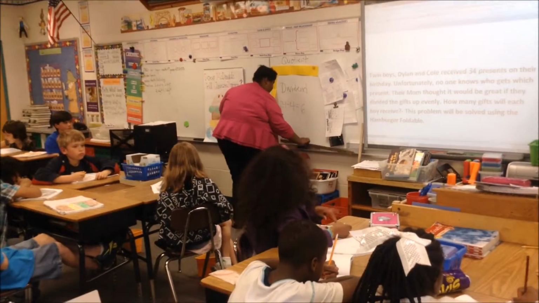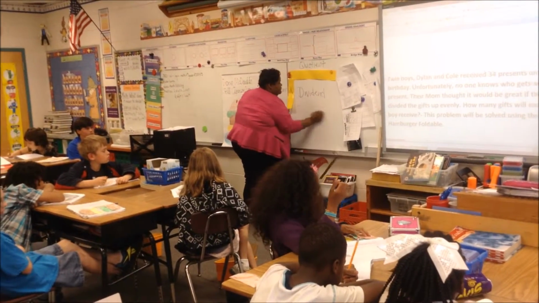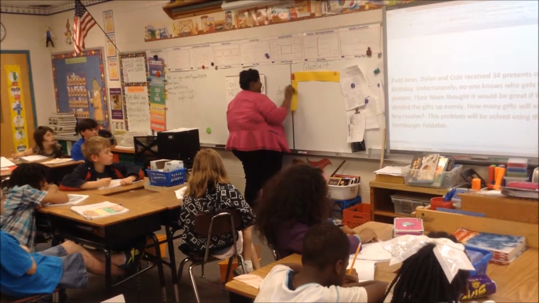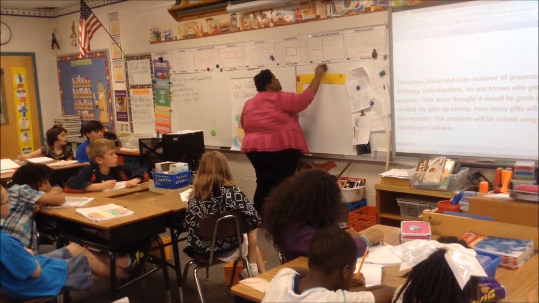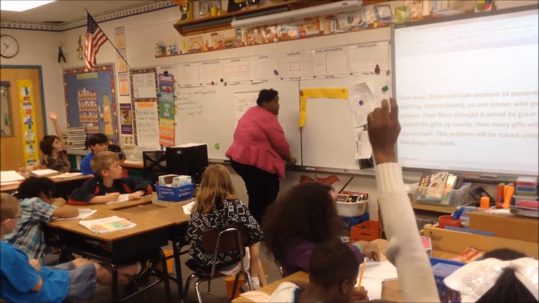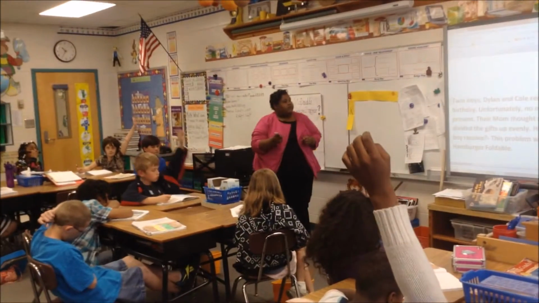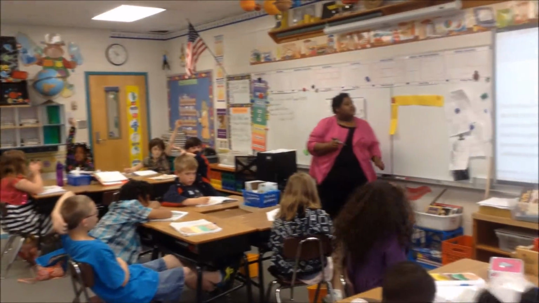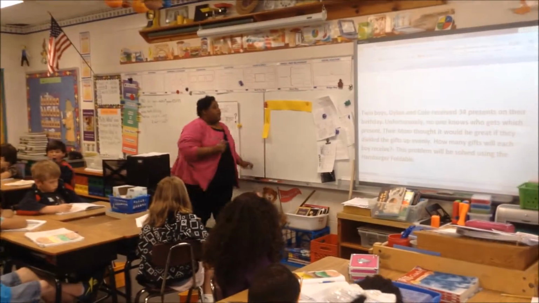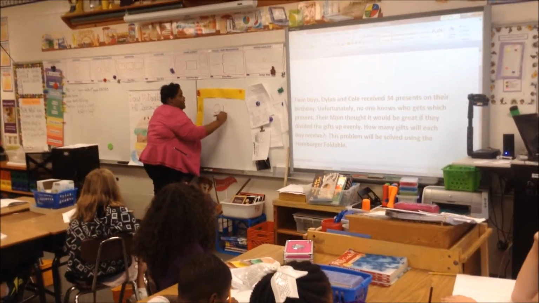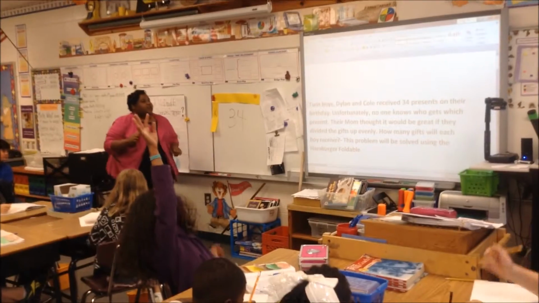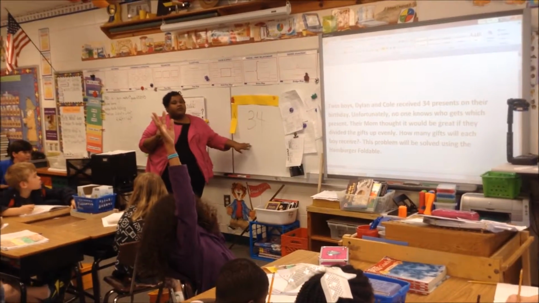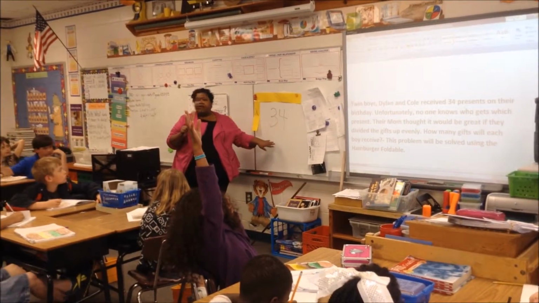So I'm going to erase this. How would I set up my problem? What would be my dividend? Raise your hands. Tell me what would be my dividend. Eli? 34. 34 is my dividend. So 34 represents what? The presents in the story, right?